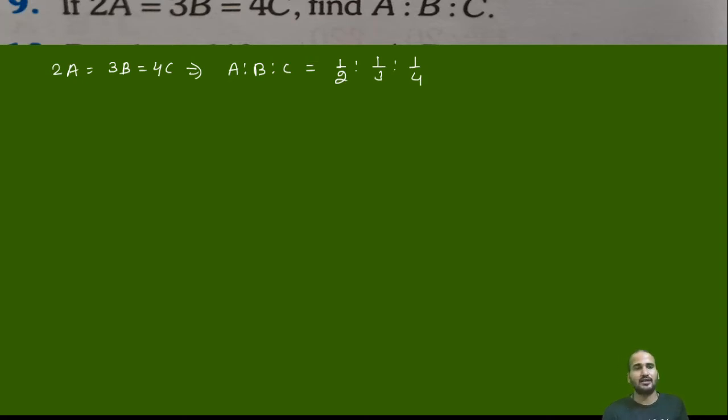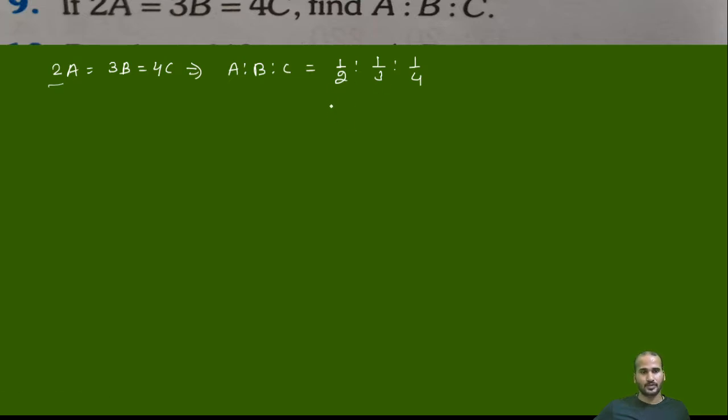Whenever you're asked that 2a is equal to 3b is equal to 4c, just write a ratio b ratio c is equal to 1 upon 2, 1 upon 3, 1 upon 4. It means that 2 was in the denominator at that time, but when you take the ratio, it will be in the numerator. Please, okay.